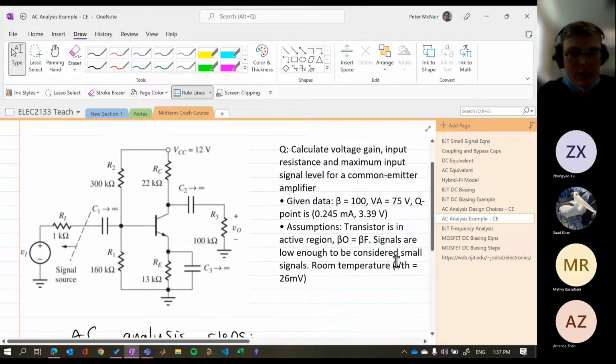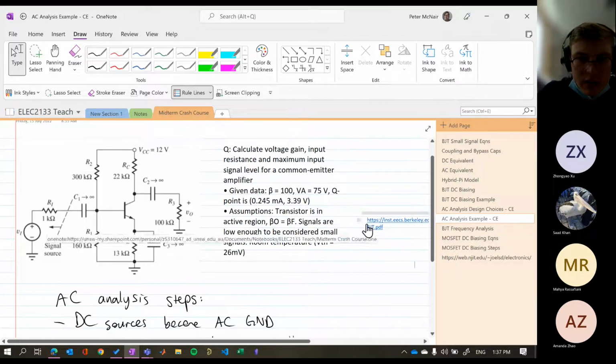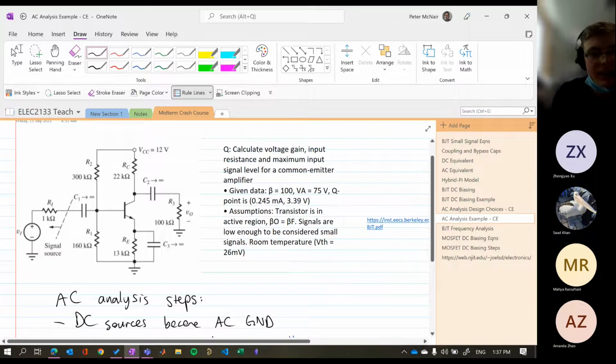Yeah, so I guess let's have a look at some AC analysis. They ask us to calculate the voltage gain, input resistance, and maximum input signal level for a classic common emitter. We get given that beta is 100, VA is 75, and then we also know the operating point. This would be ICQ, and this would be VCEQ. We're assuming that it's in the active region. We also want to assume that the signals are low enough to be considered small signals.